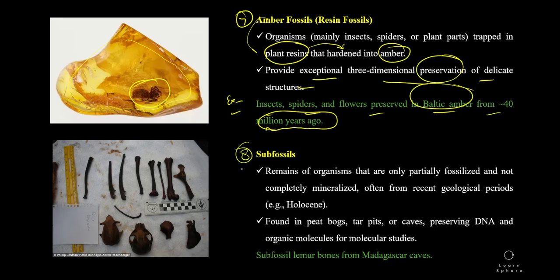Then subfossils. These are the remains of organisms that are only partially fossilized and not completely mineralized, often from recent geological periods like the Holocene. These are basically not so old. They are found in peat bogs, tar pits or caves, preserving DNA and organic molecules for molecular studies.